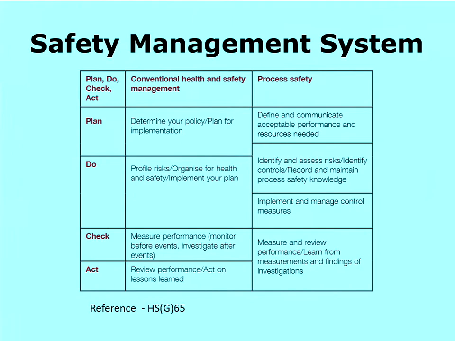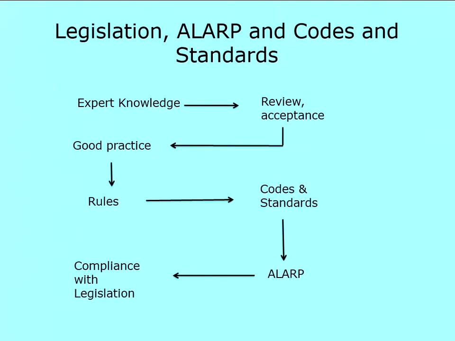Once you've got a rule, it goes straight into a code or a standard. Rules have got to be formulated in such a way that the reader or the user of the standard understands what the rule is and understands how to apply it. Once you've done that, you've established that risks are as low as reasonably practical, and that gives you compliance with legislation. So the point there really is it's an ongoing process.